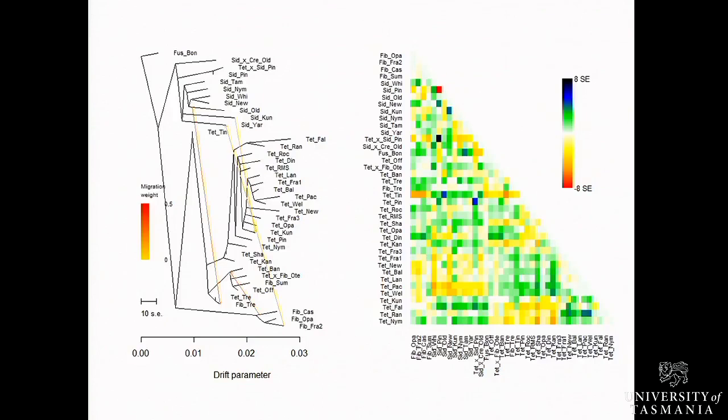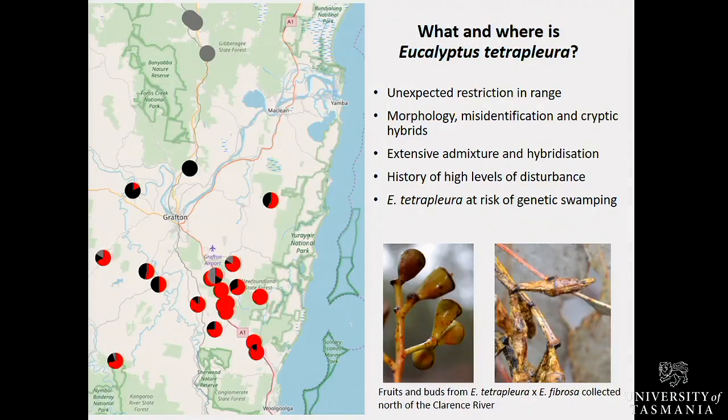TreeMix also produces a heat map, and in the heat map, basically the bluer or blacker colours between populations suggest likely candidates for recent admixture. So here we can see that while there are a few populations that are likely to be recent candidates for admixture, a lot of them aren't, so perhaps that suggests there's been historic admixture in the species.